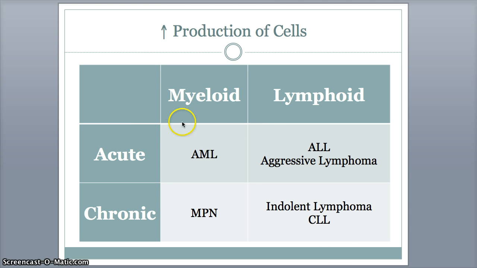So on the acute and myeloid, we have acute myeloid leukemia. Under the chronic and myeloid, we have myeloproliferative neoplasms. So this would include diseases like chronic myeloid leukemia and the non-BCR-ABL myeloproliferative neoplasms such as polycythemia vera or essential thrombocytosis. Under acute and lymphoid, we have acute lymphoblastic leukemias or aggressive lymphomas such as Burkitt's lymphoma. And under chronic and lymphoid, we have indolent lymphomas like follicular lymphoma. We also have chronic lymphocytic leukemia, or CLL.